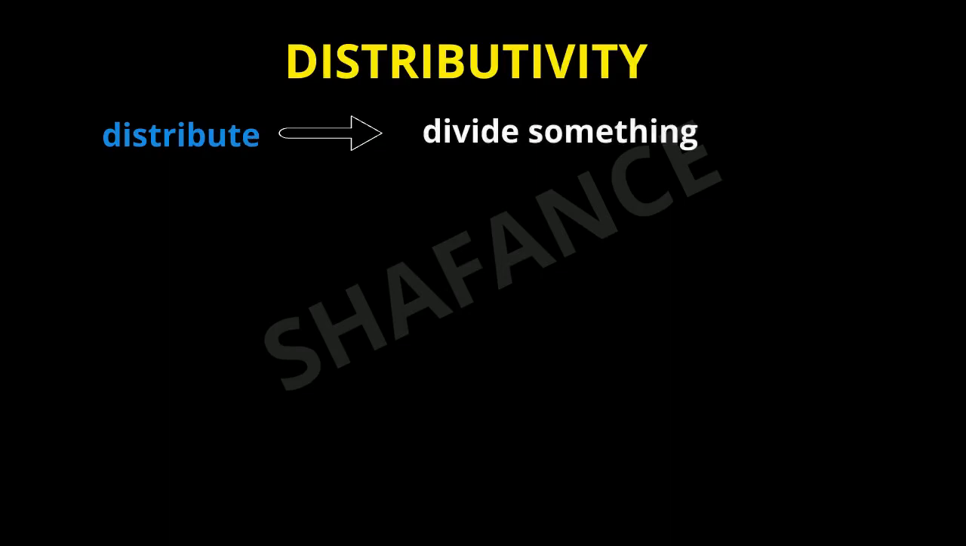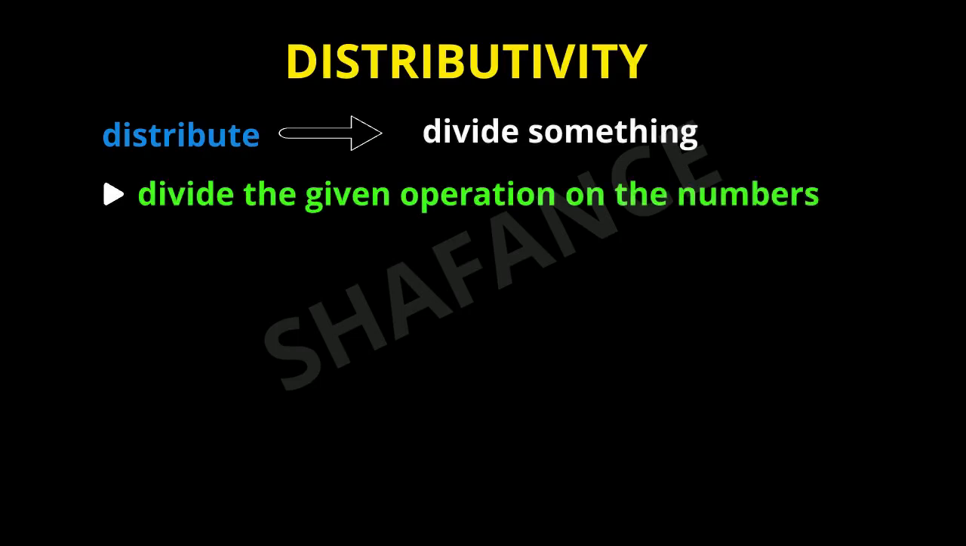Now we will see the property of distributivity. We know that distribute means to divide something, and distributivity means to divide the given operation on numbers. But we don't divide all the operations. We divide only those operations which interlink the numbers. Here we will see the example of addition.